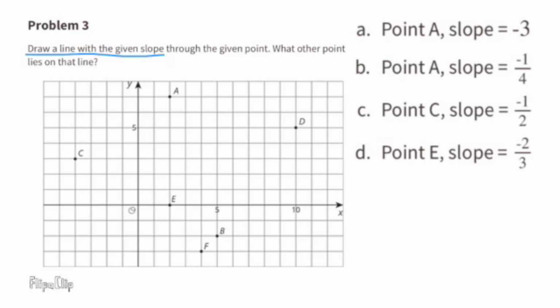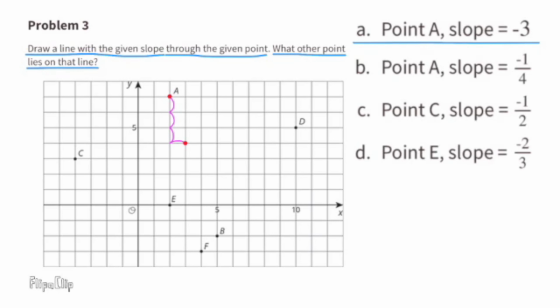Problem number 3. Draw a line with the given slope through the given point. What other point lies on that line? A. Point A. Slope equals negative 3. First I need to locate point A. And since it has a slope of negative 3, that means the rise is negative 3 and the run is 1 unit to the right.